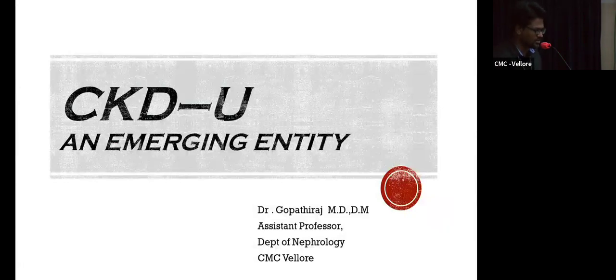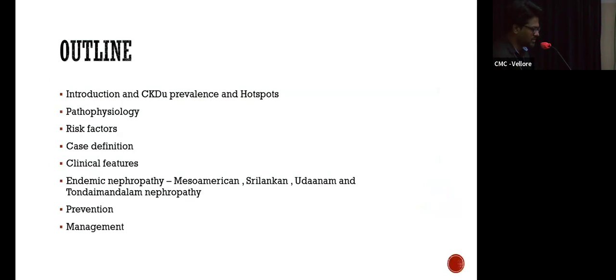Today, I'm going to discuss about the topic CKD-U, which is chronic kidney disease of unknown etiology, which is an emerging entity. The outline of the talk will be introduction, CKD-U prevalence, and hotspots of CKD in the world. And I'll describe about pathophysiology, risk factors, and case definitions available for CKD-U, clinical features, and regional or endemic nephropathies like Mesoamerican, Sri Lankan, Udanam, and Tondai-Mandalam nephropathy. And lastly, I'll tell about the prevention as well as management.